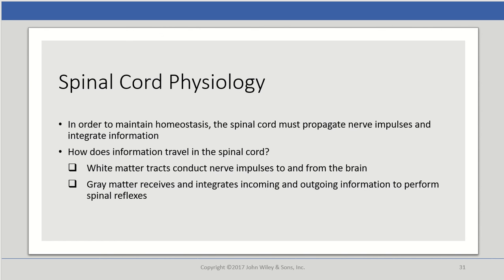So how does this information travel in the spinal cord? Well, there's two main ways. The white matter tracts are going to conduct nerve impulses to and from the brain, and then the gray matter is going to receive and integrate incoming and outgoing information and perform spinal reflexes.